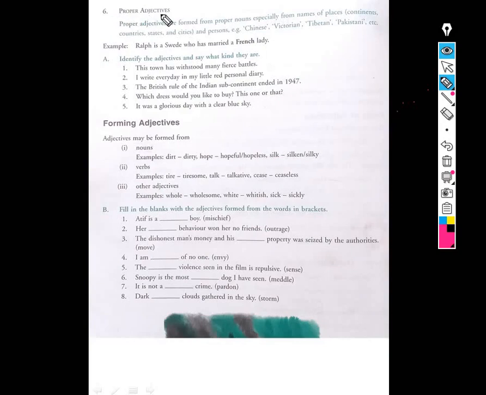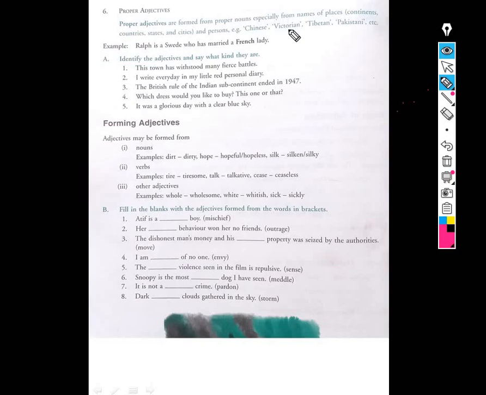Number 6. Proper adjective. Earlier we studied about proper noun. Now it is proper adjective. Proper adjectives are formed from proper nouns, especially from names of places. These are made from proper nouns and especially from the names of places like continents, countries, states and cities, and persons. For example, Chinese, from China, name of a country. Chinese dish, Chinese products, China की बनी हुई.